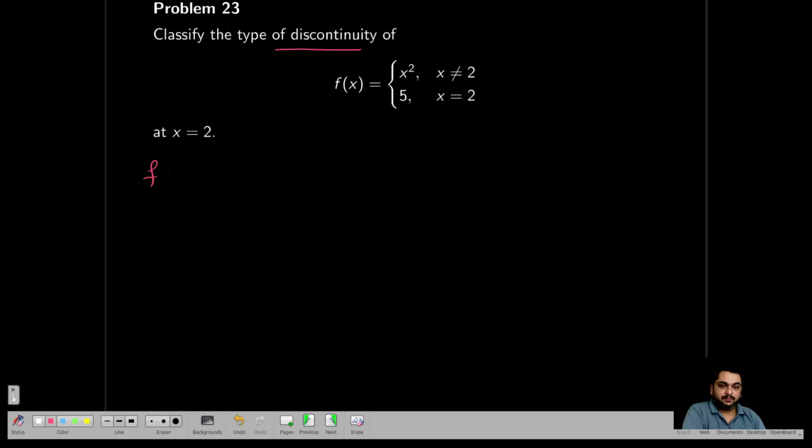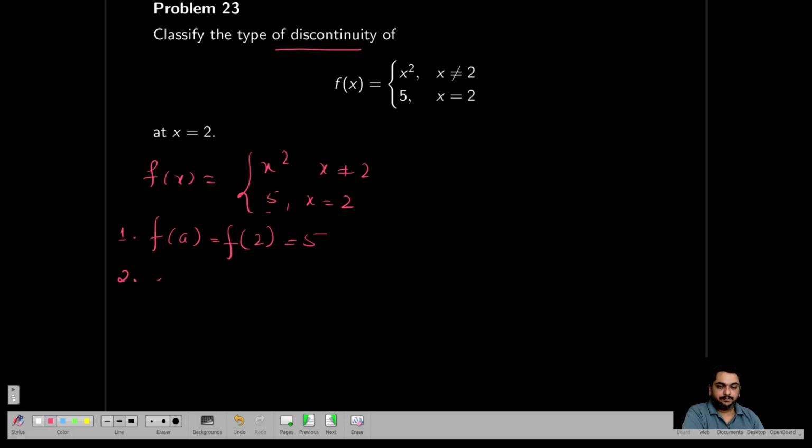Now, f of x is equal to x square when x is not equal to 2, and 5 when x is equal to 2. What is the first step? Check for continuity. F of a should exist. That is f of a at 2. F of 2 is equal to 5, already given. The second step is that the limit should exist, both limits.